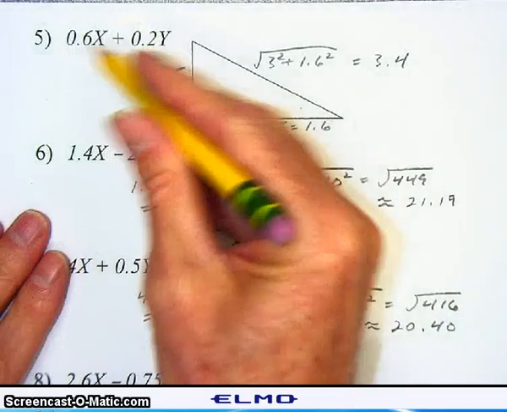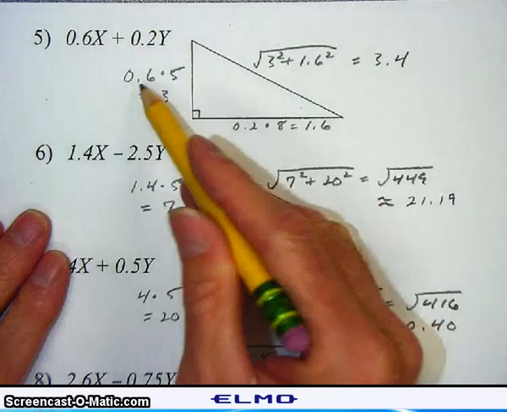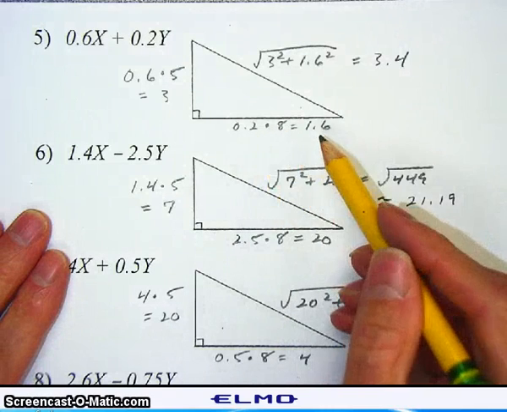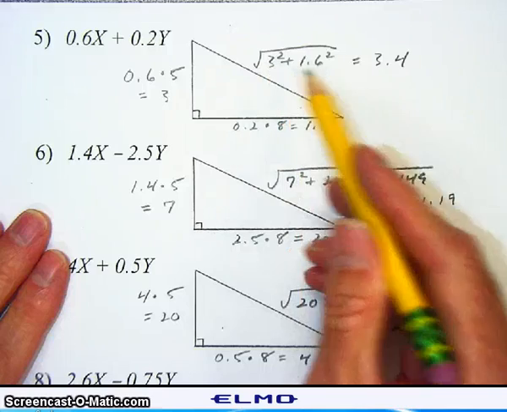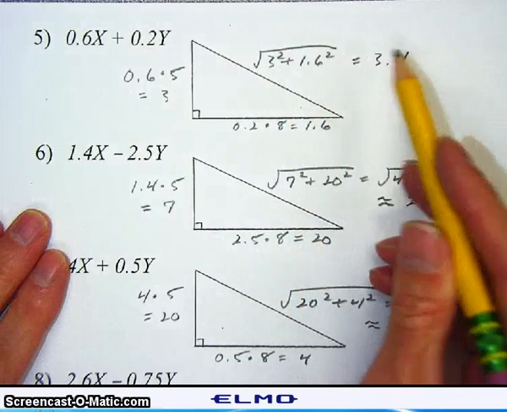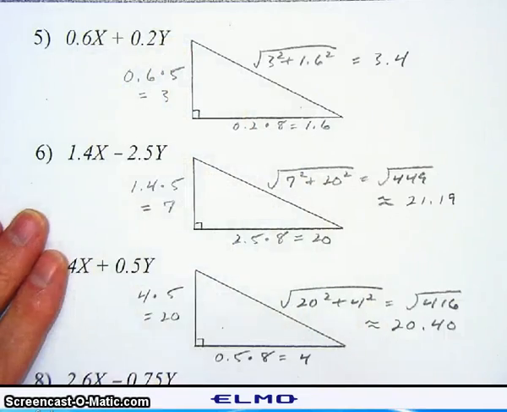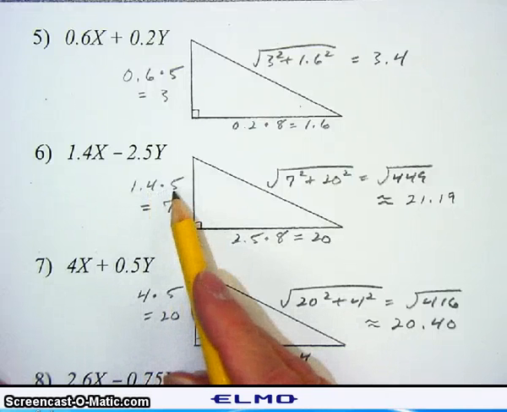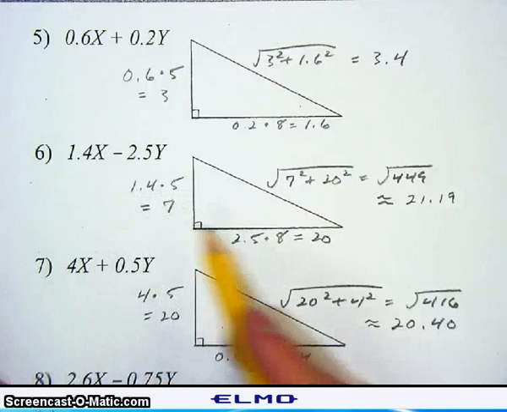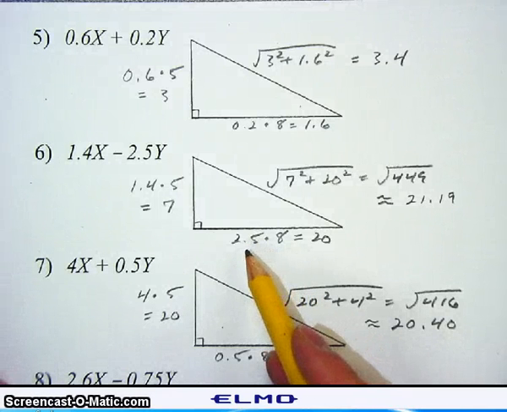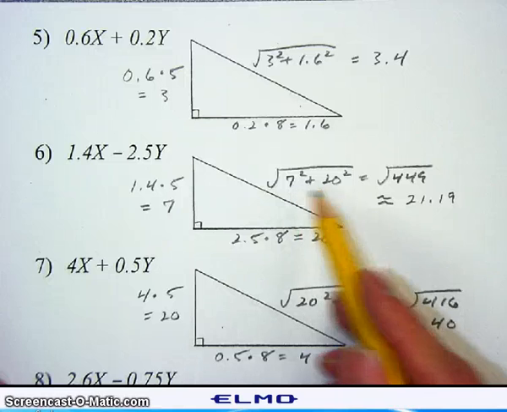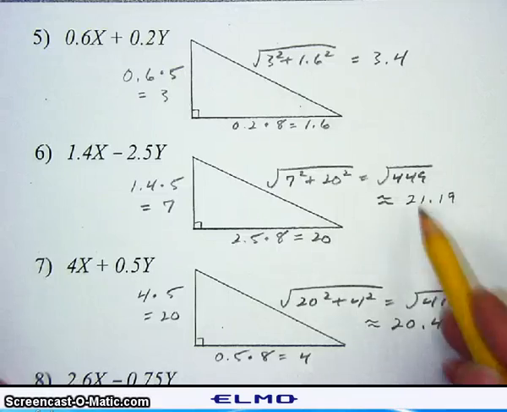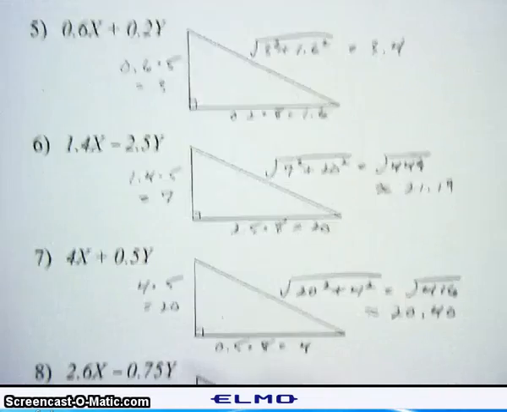The standard deviation of 0.6x plus 0.2y we get by multiplying the standard deviation of x by 0.6, which gives us 3. 0.2 times the standard deviation of y is 1.6, and the square root of 3 squared plus 1.6 squared is 3.4, and that's the standard deviation of this linear combination right here. If you have 1.4x minus 2.5y, multiply the standard deviation of x by 1.4, you'll get 7. And multiply the standard deviation of y by 2.5, you get 20. And then the square root of 7 squared plus 20 squared equals the square root of 449, which is about 21.19. And that's the standard deviation of this expression.